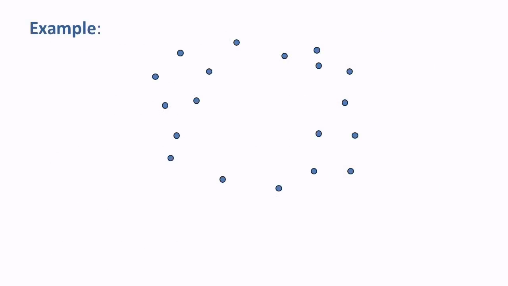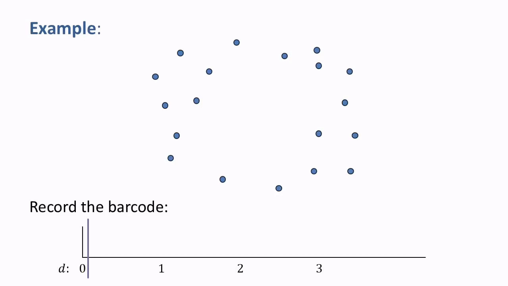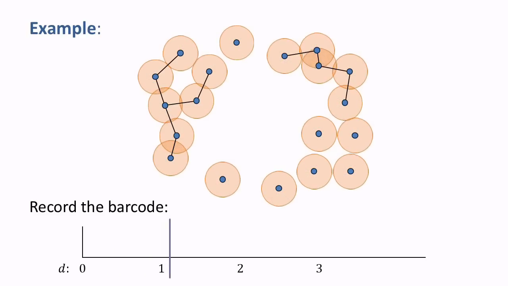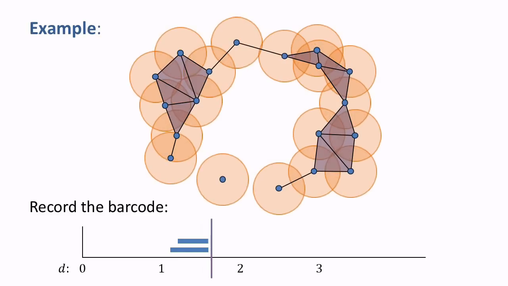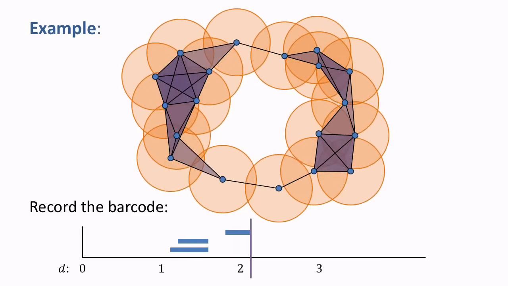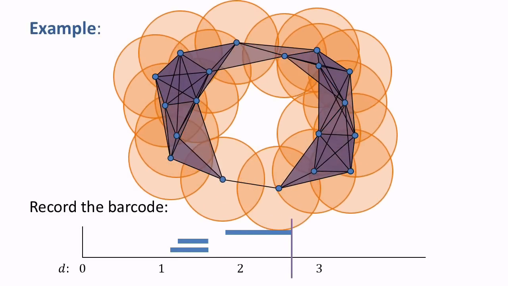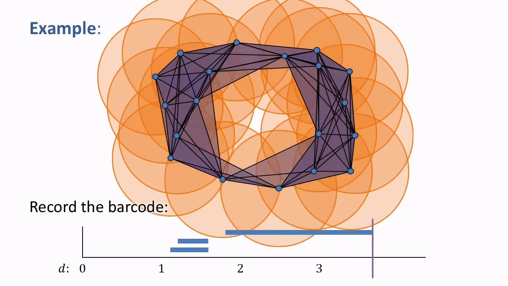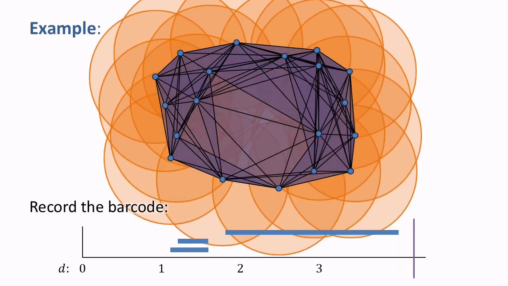We will create growing balls around each point and record the barcode. As the balls start to grow, edges begin to appear, and the complex gradually becomes connected. A few small holes appear, but quickly become filled in. The large central hole appears, and remains as more and more two simplices appear around the outside. Eventually, as the balls get large, edges appear across the center of the hole, and it eventually gets filled in as well.